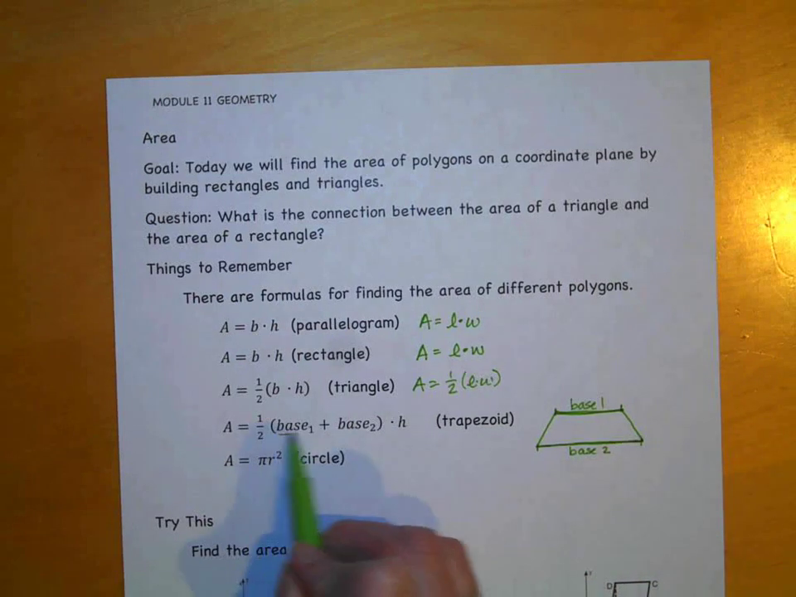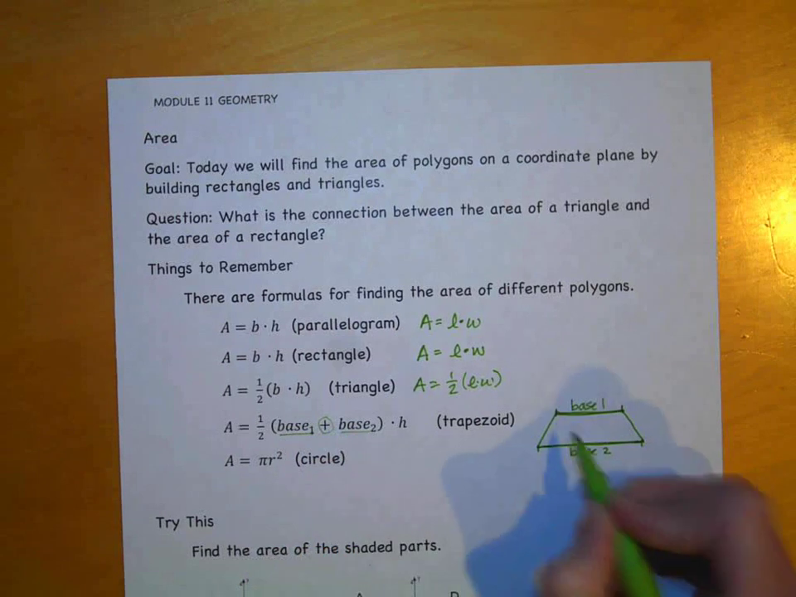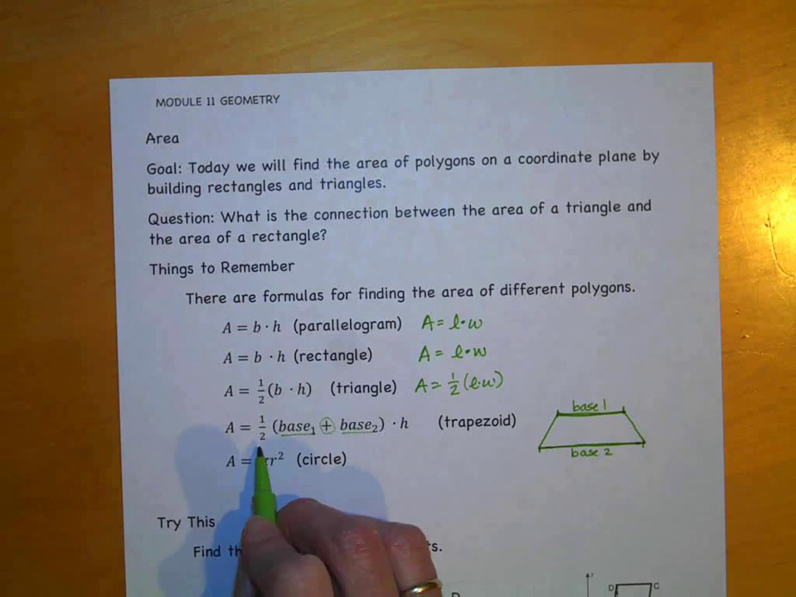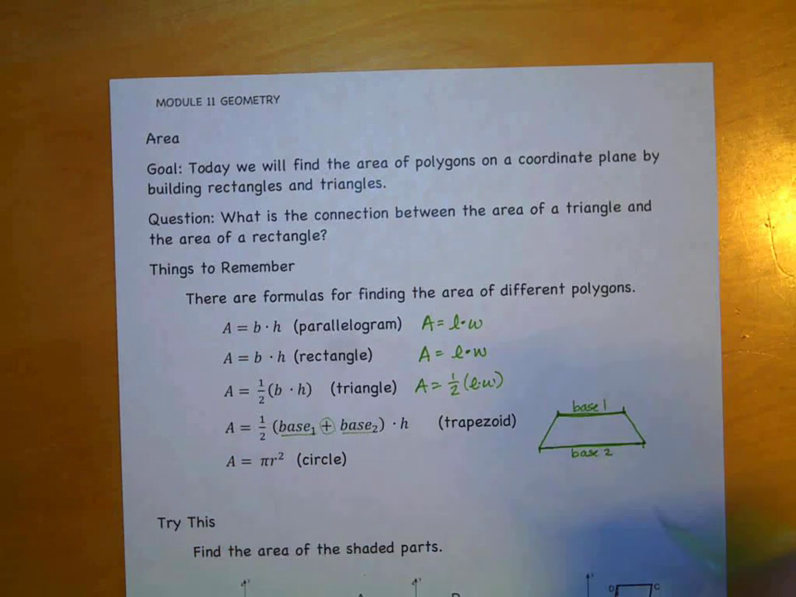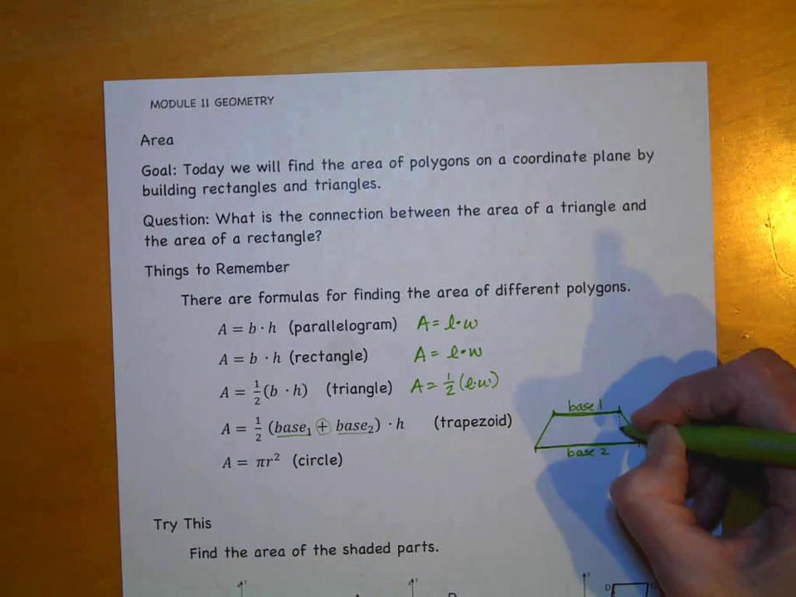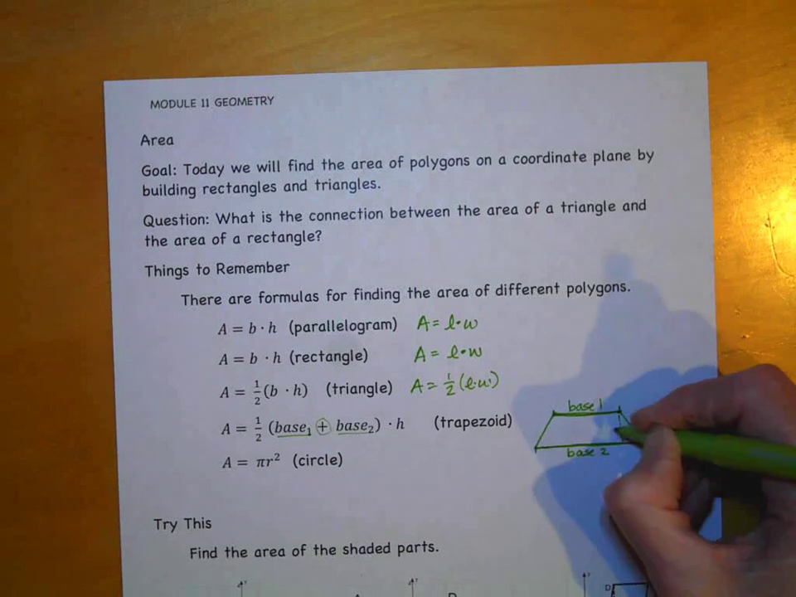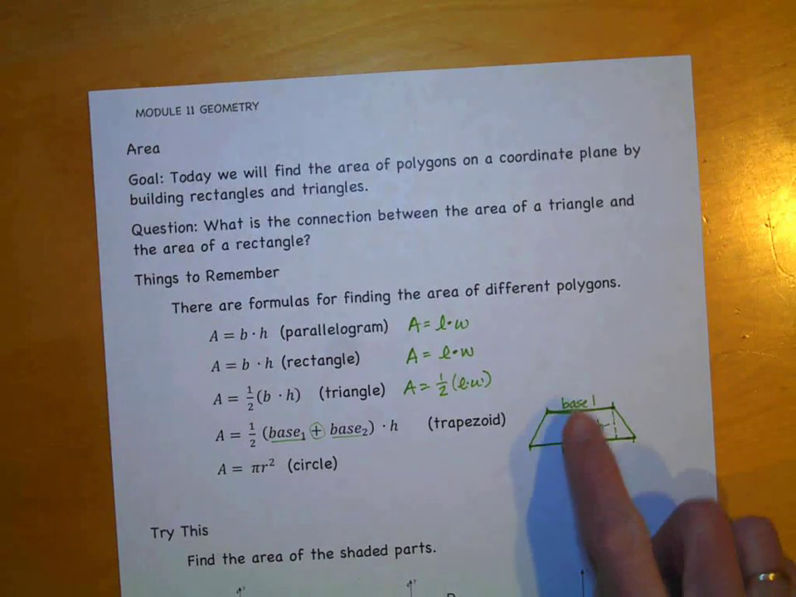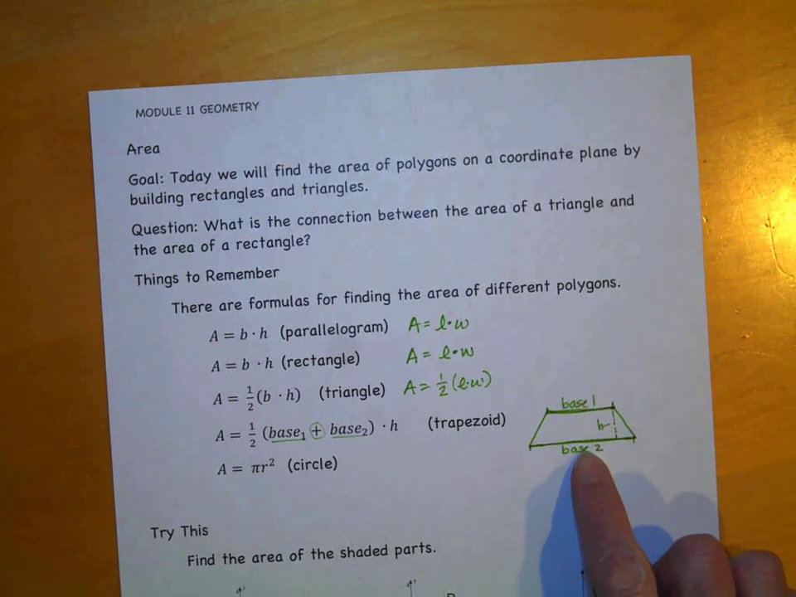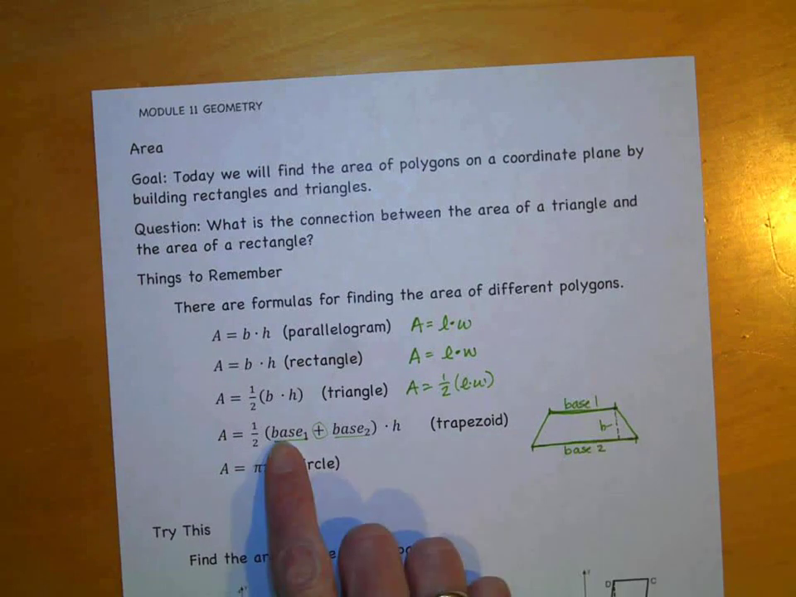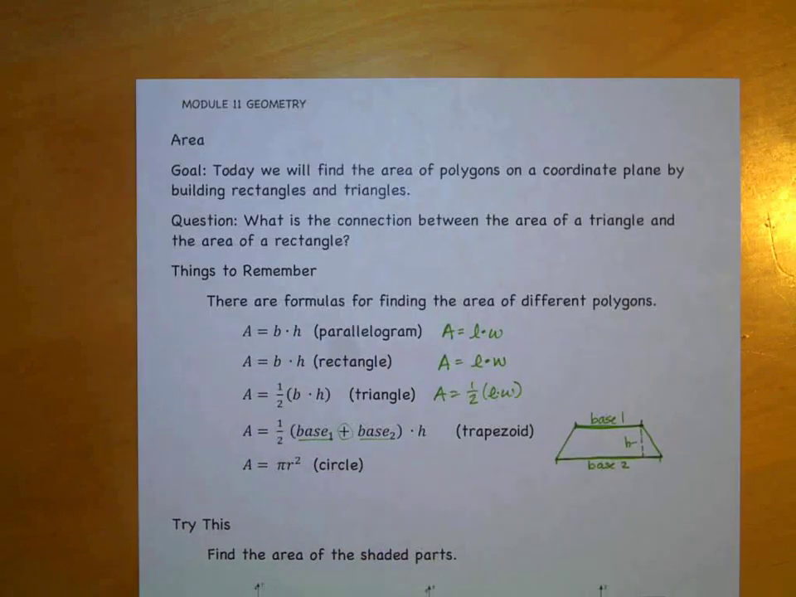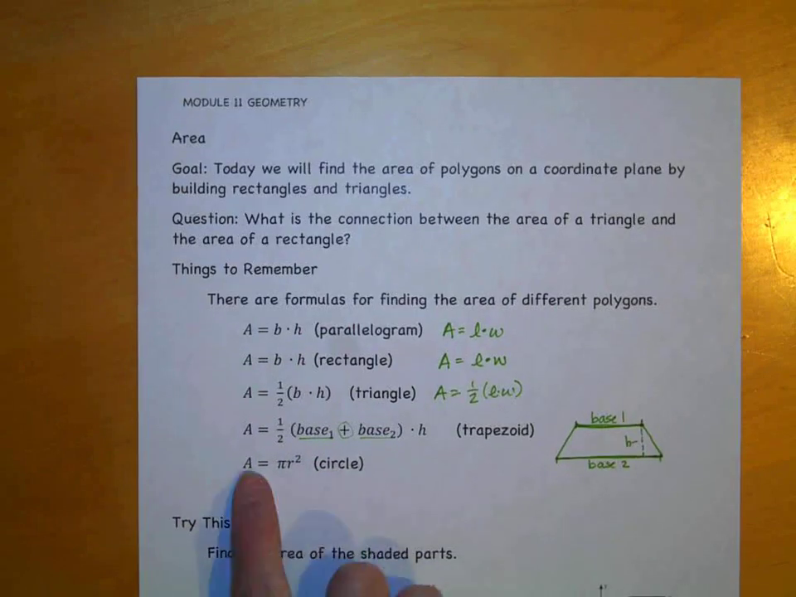So if you look at this, it says base 1 plus base 2. So you're going to take the length of this guy plus the length of this guy. Then you're going to cut it in half, multiply it by 1/2 or divide by 2. And then when you get done, you're going to multiply it by the height. This right here is the height because it tells you how tall the trapezoid is. So you're going to say base 1 plus base 2 divided by 2, or multiply by 1/2, times the height, okay? That's how you find the area of a trapezoid, okay?